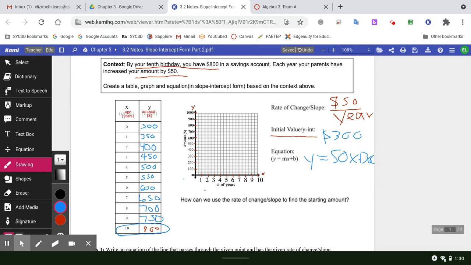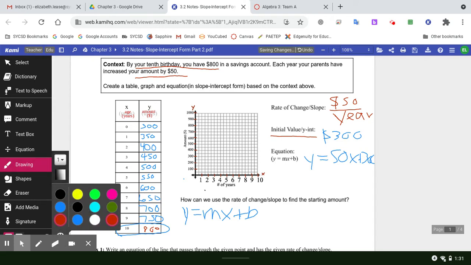Now, this is not the only way to use the rate of change to find the starting amount, because imagine instead of having the amount at 10 years, we had the amount at 50 years old. That would be a lot of data points to enter just to find the starting amount. So instead, we can work backwards from the equation y equals mx plus b.